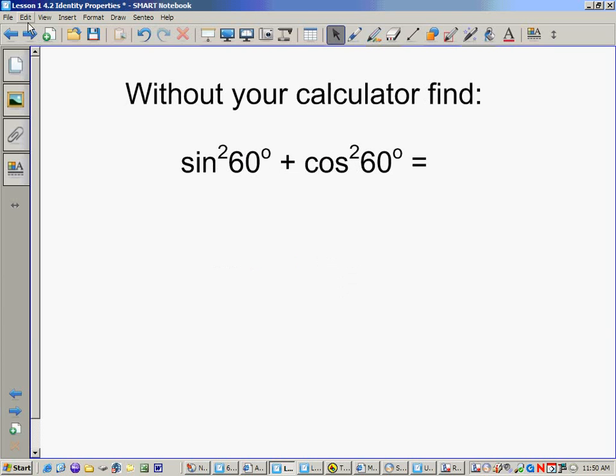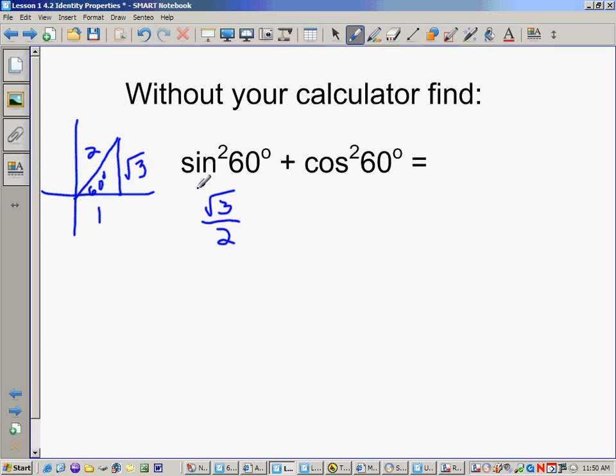All right, without your calculator, I want you guys to find sine squared 60 plus cosine squared 60. Now to do that, we know 60 degrees is up here, and the opposite of 60 is root 3. The hypotenuse is 2. This side is 1. So the sine of 60 is root 3 over 2, and now we need to square that. Cosine is going to be 1 over 2.